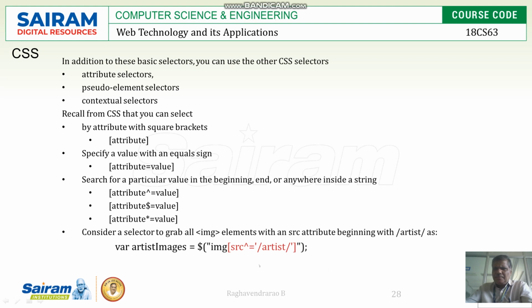The example that is being given is for artist. Whenever it is going to be artist, it is going to start, so you can fetch that particular value. So here, the selector grabs the image element with the src, that is the source attribute, beginning with the artist. Whenever it finds the artist, it is going to fetch that. But the only thing is that you will be going to use the dollar sign here and it ends with a semicolon.